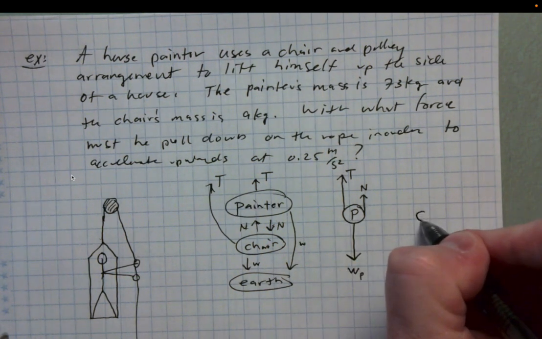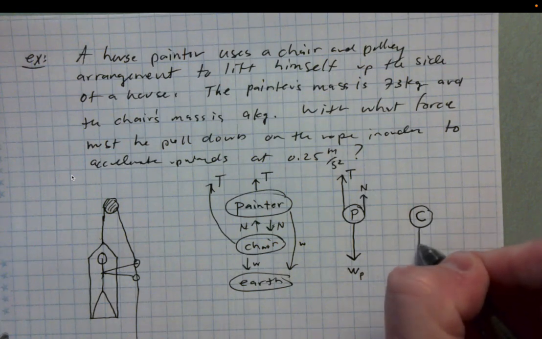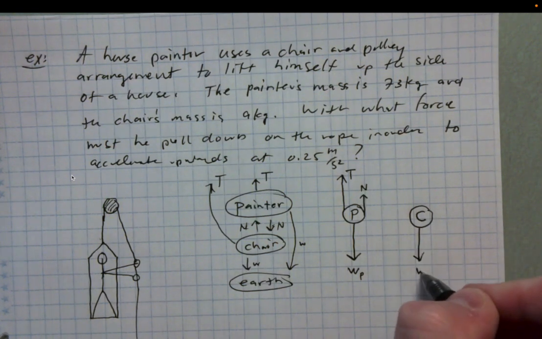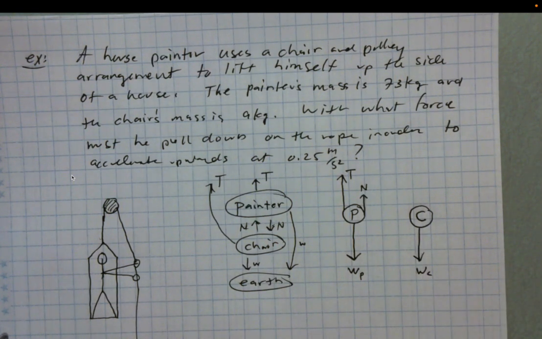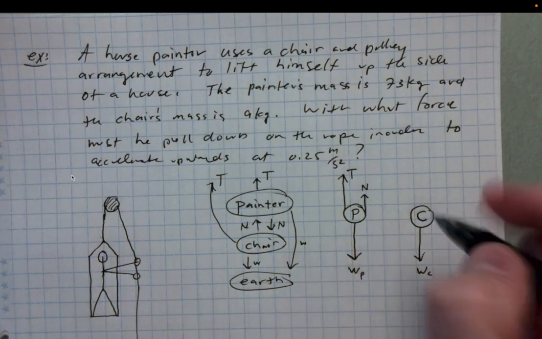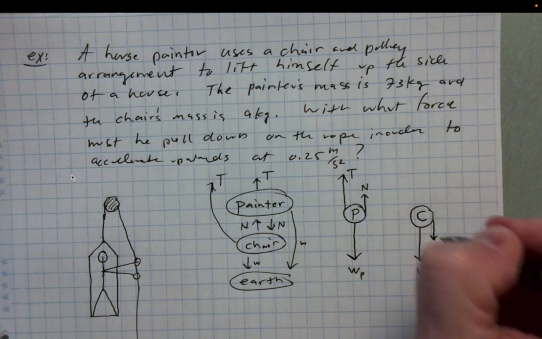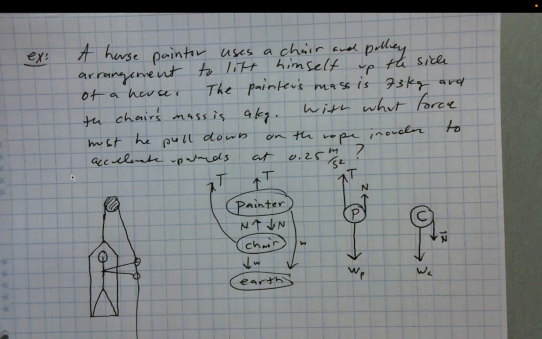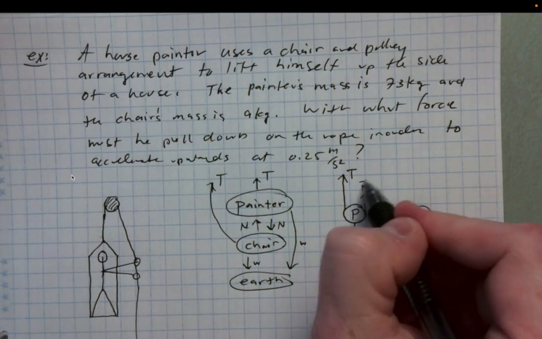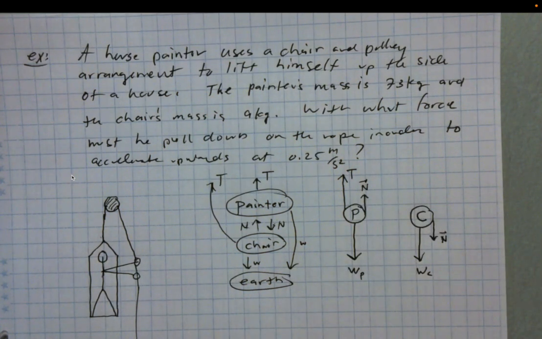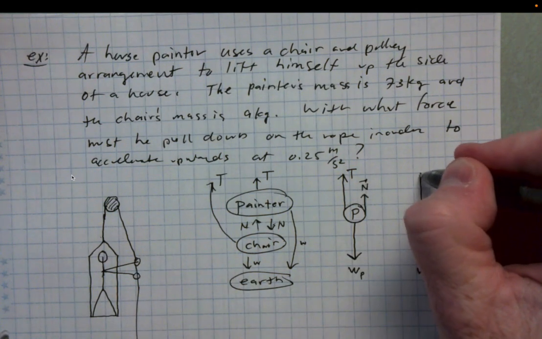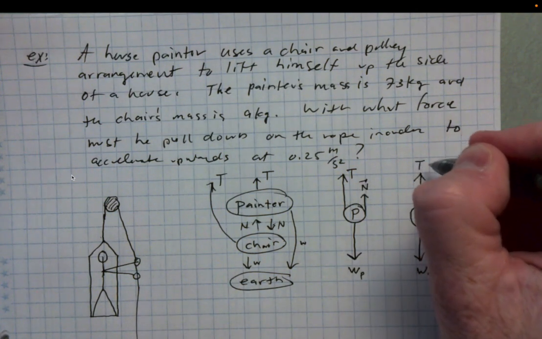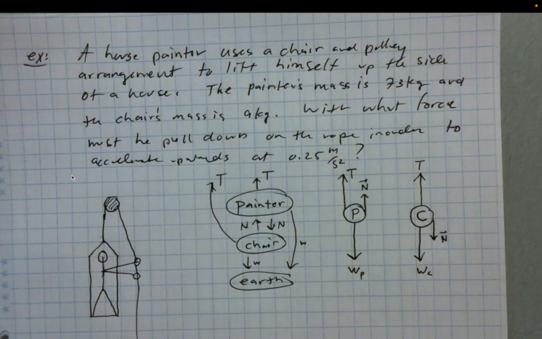What's going on with the chair? Similarly, you've got the weight of the chair. Gravity's pulling it downwards. You've also got a little bit of a normal force, the painter pushing down on the chair. Now, these two forces are the same, aren't they? Just in opposite directions. Action-reaction pair. And then you've also got the tension in the rope holding the whole thing up.